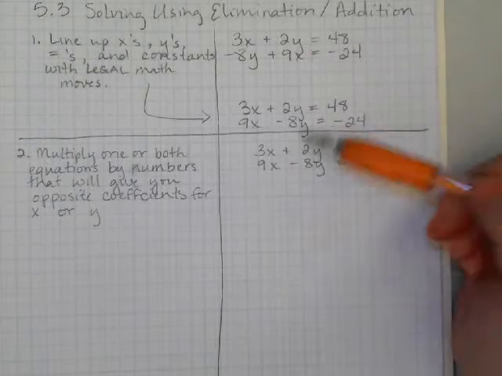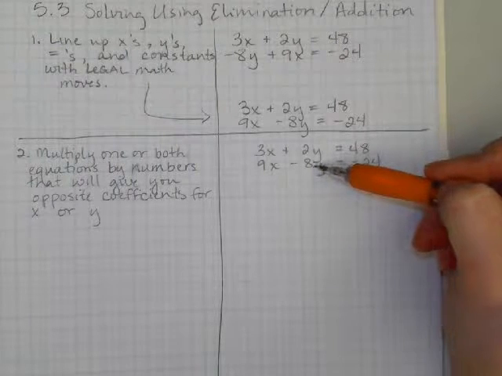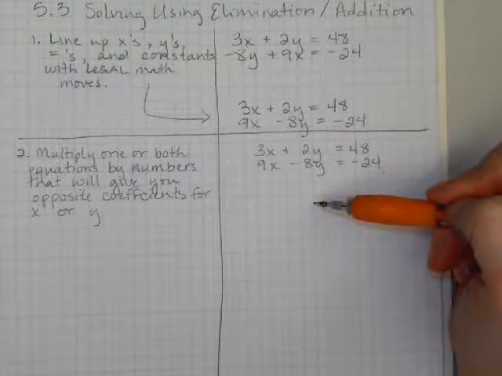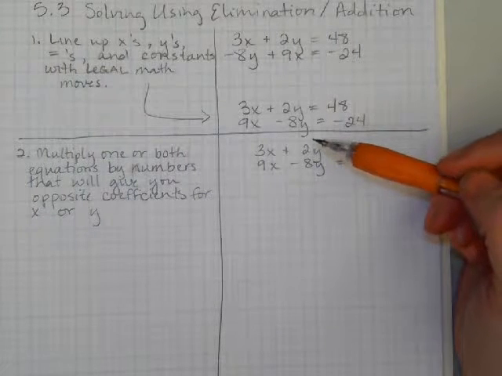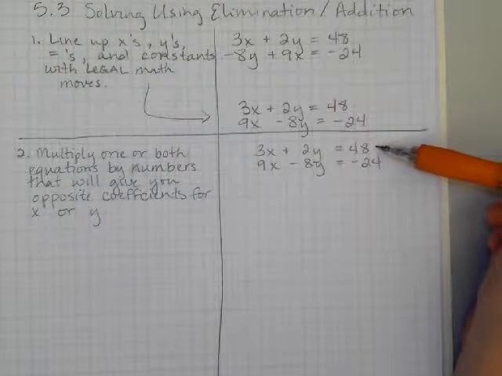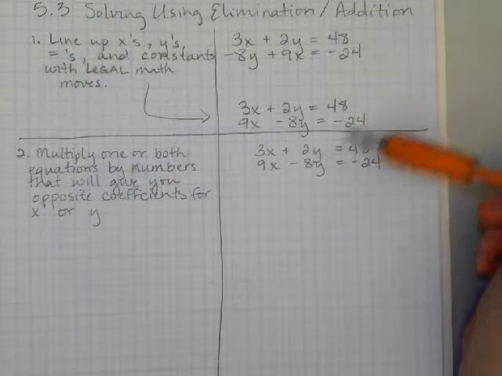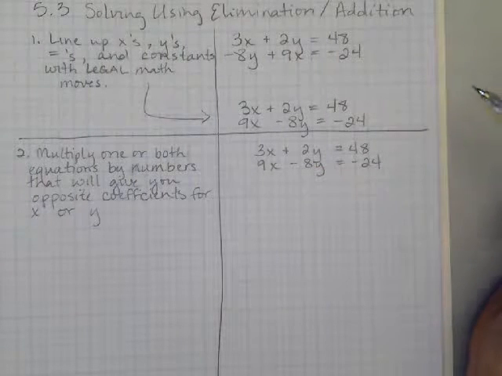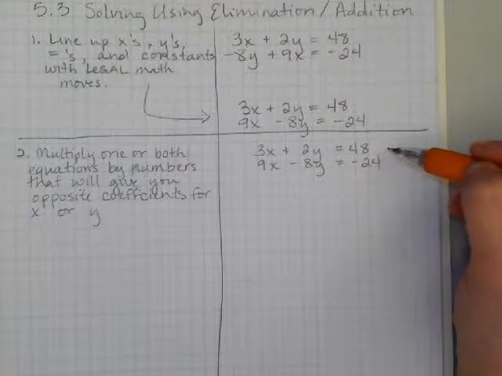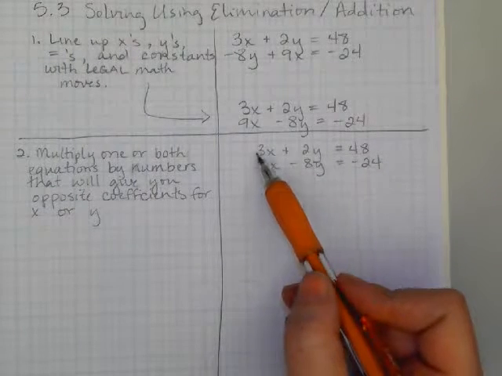So what I'm looking for is a number that I can multiply either the top equation or the bottom equation, or in some cases both, that will make these two numbers the opposite and these two numbers the opposite. So what's one of those numbers? You can times the top one by negative 3, or you can times it by 4. So I could multiply the top equation by negative 3, and that would give me a negative 9x here. I could also multiply it by 4, which would give me an 8y here. I can do either one. So I'm going to go ahead and multiply the top equation by negative 3.